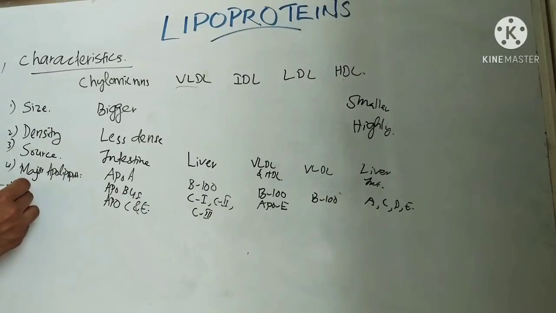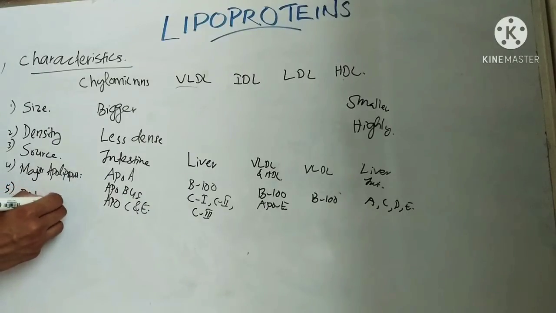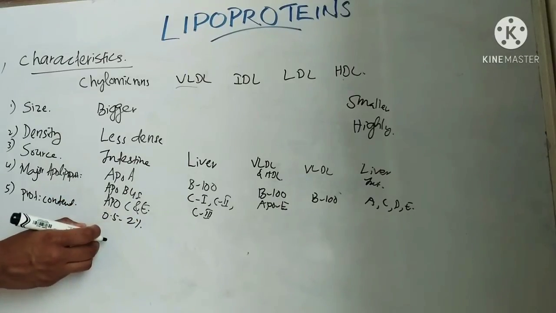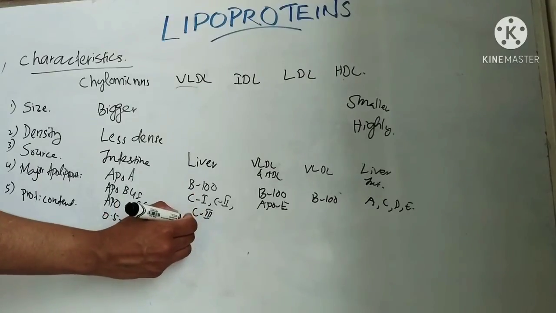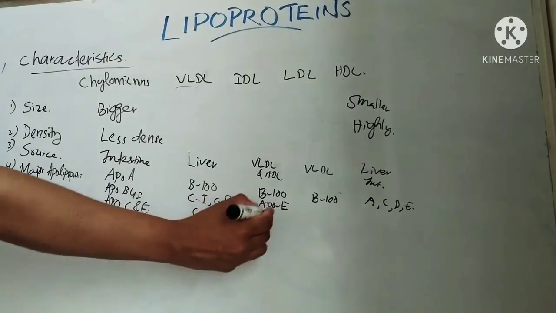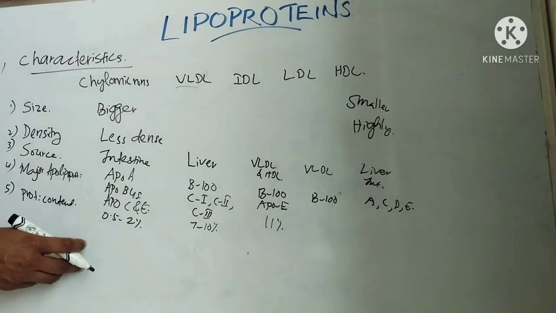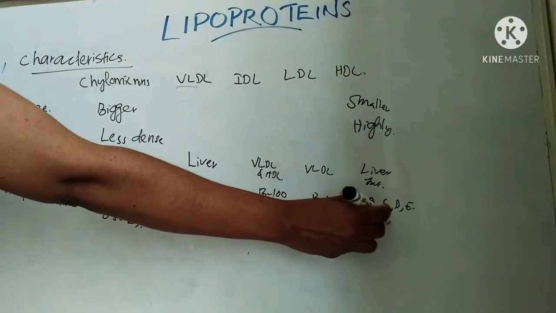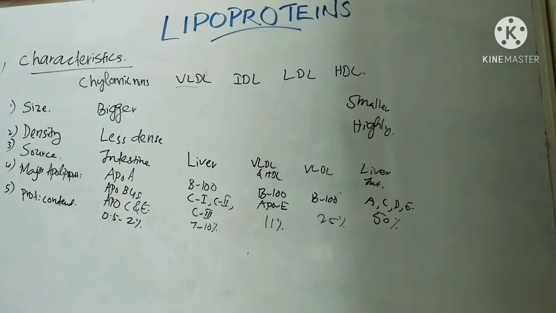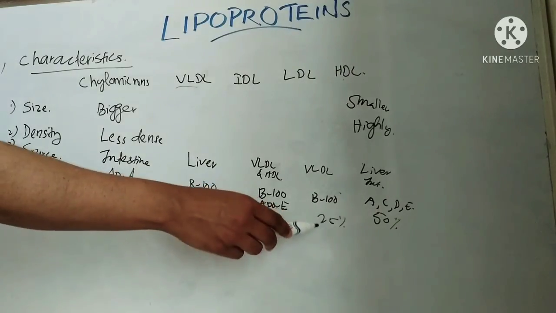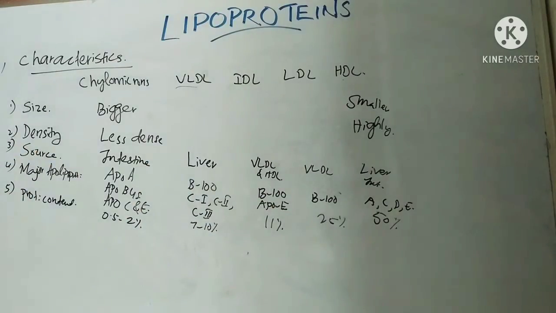Next one is protein content. Protein content in chylomicrons is 0.5 to 2%. In VLDL, it is 7 to 10%. In IDL, it is 11%. In LDL it is 25% and in HDL it is 50%. That is the protein content: 0.5 to 2%, 7 to 10%, 11%, then 25% and 50%.